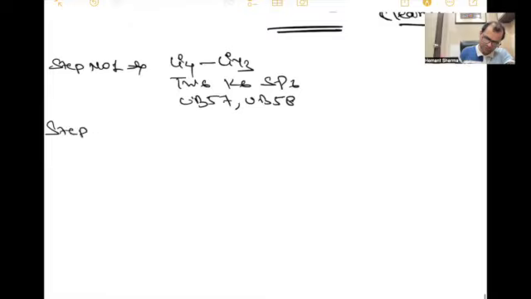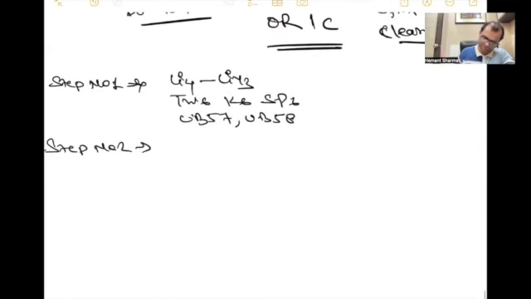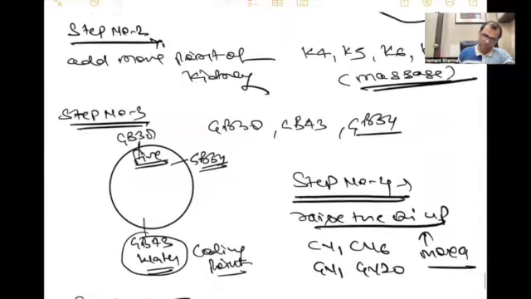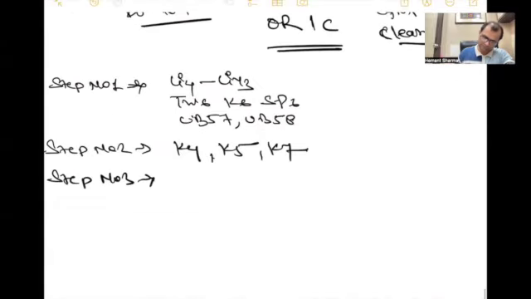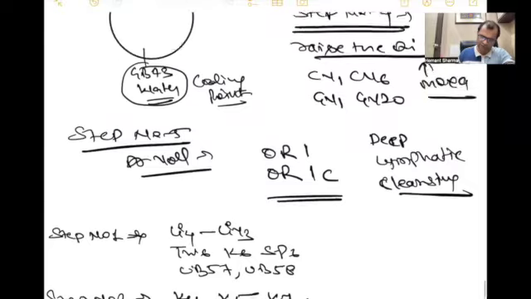Step number 2: we have taken more points of the kidney. Kidney 4, Kidney 5, Kidney 7. Step number 3: we have taken the points of the gallbladder. Gallbladder 38 is the fire point of the gallbladder. Gallbladder 43 is the water point of the gallbladder. Gallbladder 34, the influential point, and there are many more things.